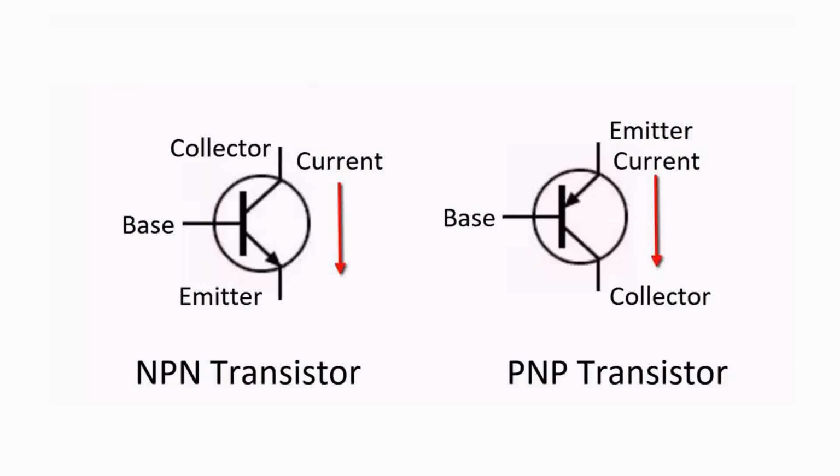To summarize, the NPN transistor allows current to flow from the emitter to the collector when a small current enters the base, while the PNP transistor allows current to flow from the collector to the emitter when the base is more negative than the emitter. Both types of transistors are essential in electronics for switching, amplification, and logic control.